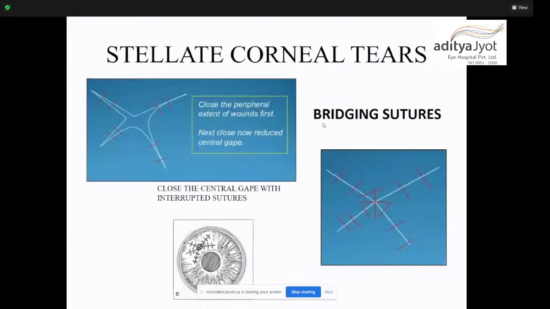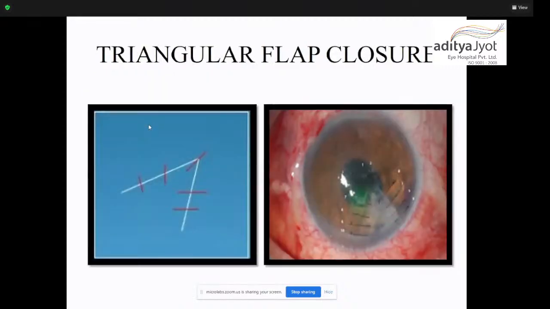When you have a stellate corneal tear, you start from the periphery and then you keep coming to the center. In the center, if there is a perforation, probably you have to use a tissue adhesive, or you have to use a patch graft. That's how a triangular flap closure is done.